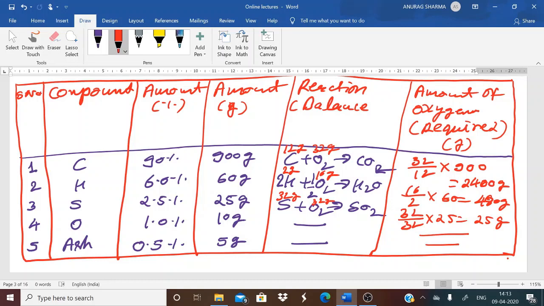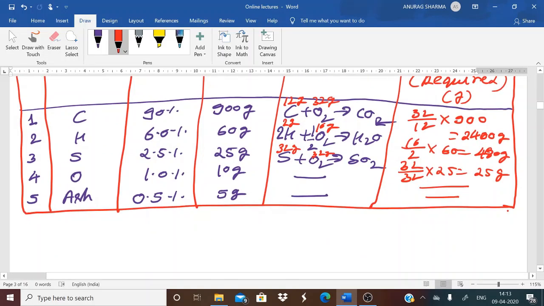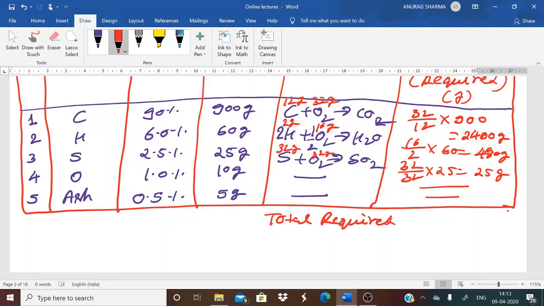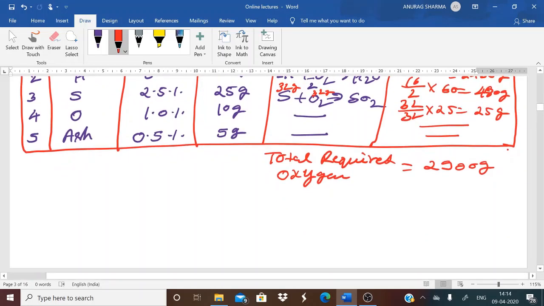Now the total required oxygen is equal to 2900. We will add all three values and the final answer is 2900 grams.